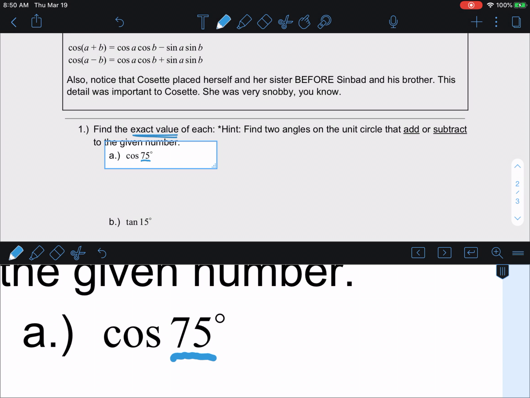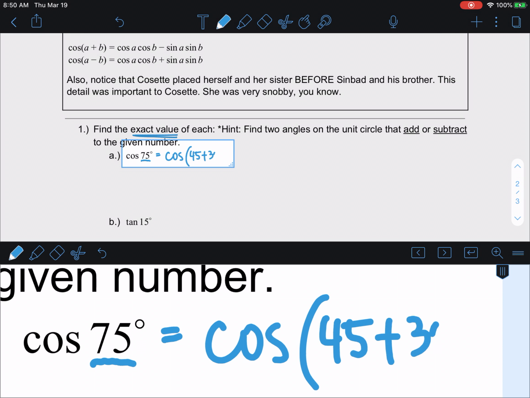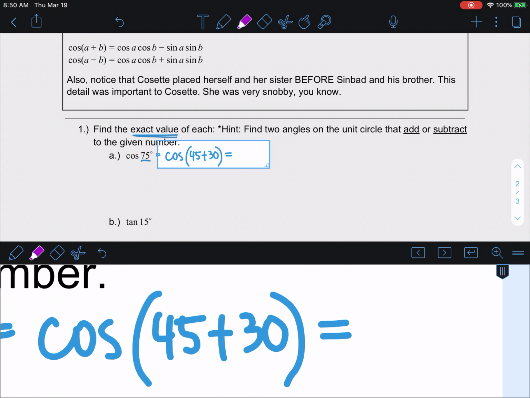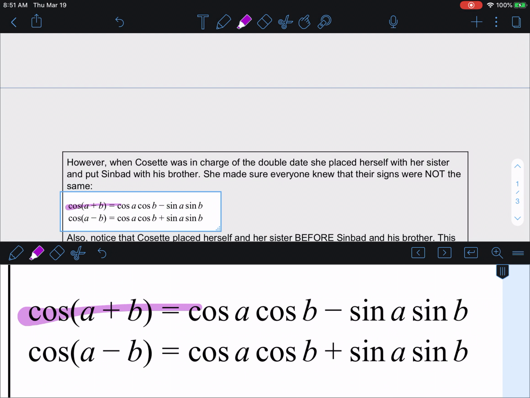What we want to do is think of two numbers that are on the unit circle, two angles, that will either add or subtract to give us 75. So in this case, I could use 45 plus 30. They're both each on the unit circle. And this allows me to now use the sum formula of cosine because that's a plus and this is cosine. I have it listed right here. I'm going to jump over to this identity, and this is what I'm going to use and start plugging into.